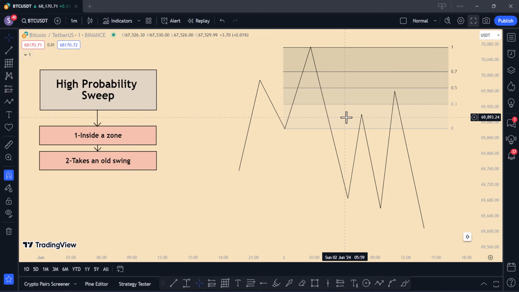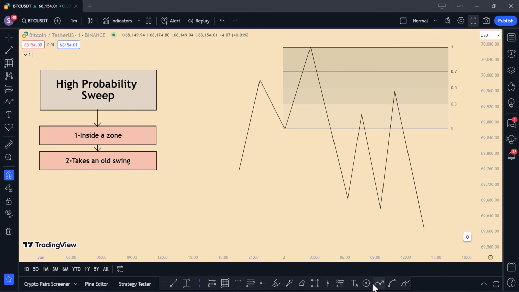So what happened here? We have a top of the zone, right? Price continues lower. And as you can see, this is a shallow top or a shallow retracement inside this higher time frame zone. And then one more time sweeping this inside the zone. This is a high probability sweep.